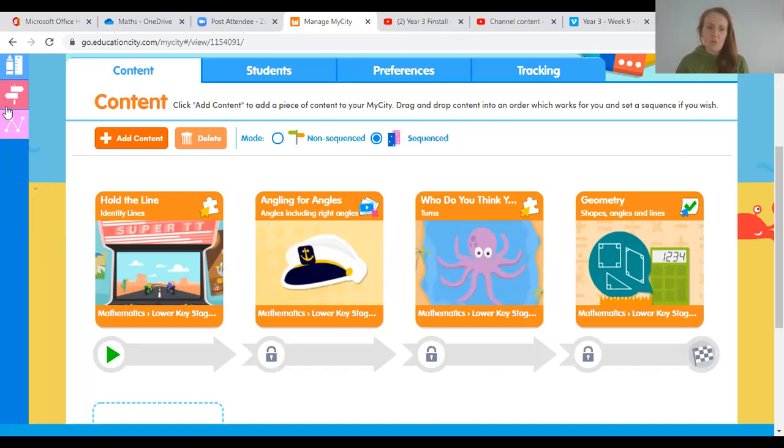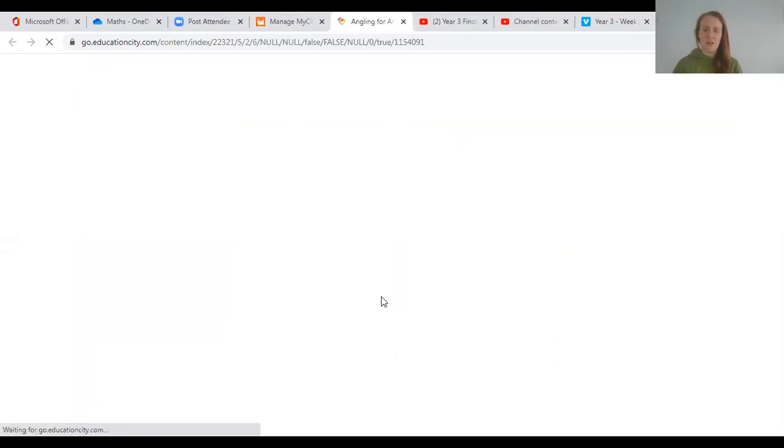So if I share the Learn screen, if I can find it. Here it is. So remember, you're in your angles folder. This is the learn screen I'm going to watch with you now. It's called Angling for Angles. You are also going to need this second activity for your extension today. Who do you think you are? This is your extension, but I'll show you that afterwards. So let's have a look at this together.